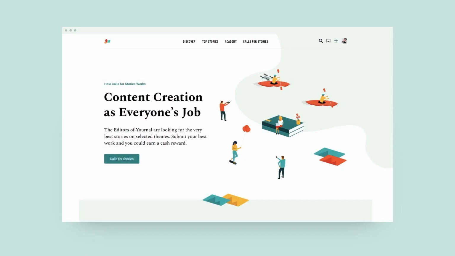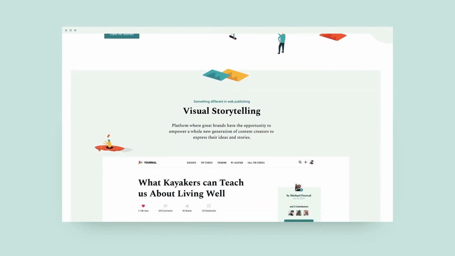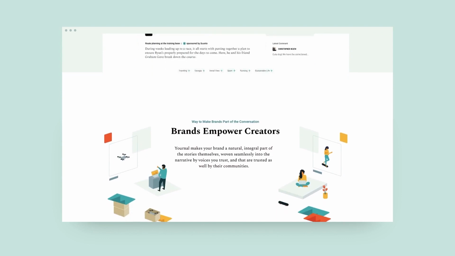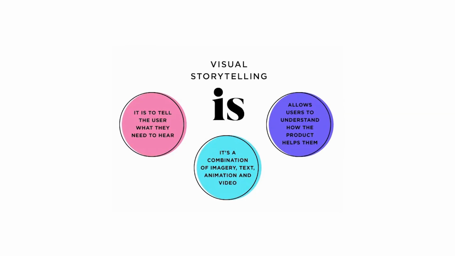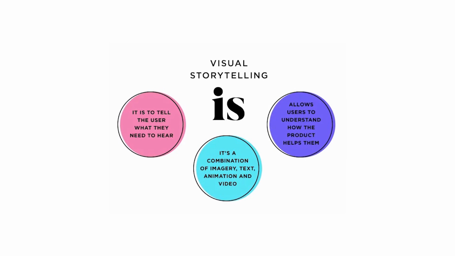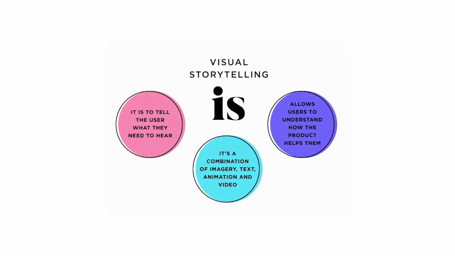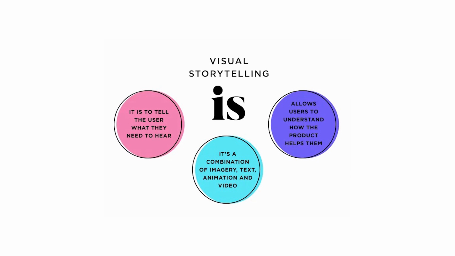In UI/UX design, visual storytelling is a graphic way of telling the users exactly what they need to hear through a combination of imagery, text, animation, and video that provide a clear understanding of how your website, app, or product helps them. All of this is based on user testing and research.